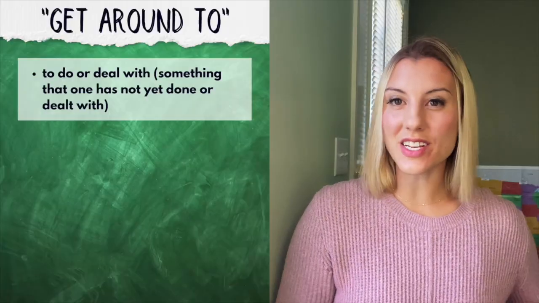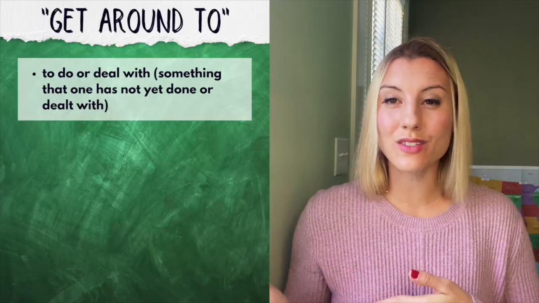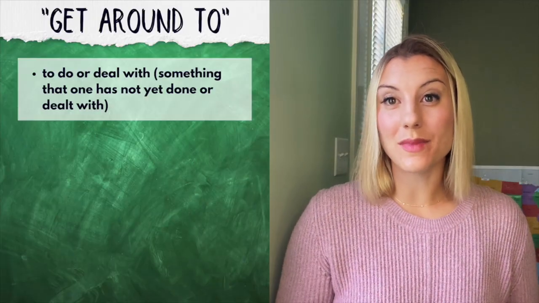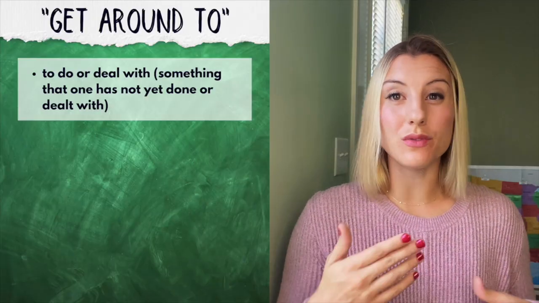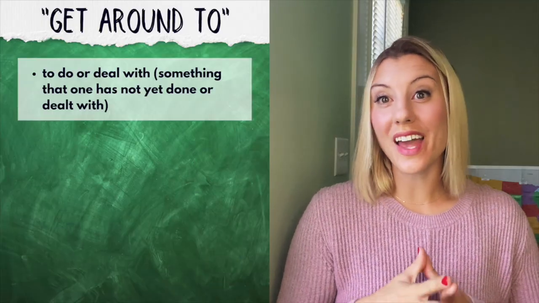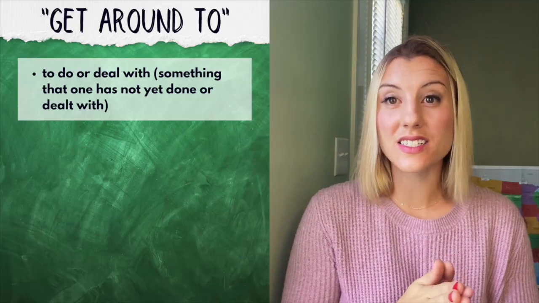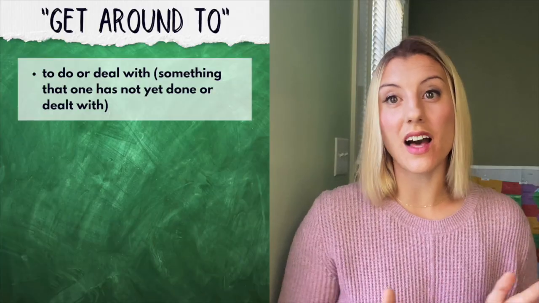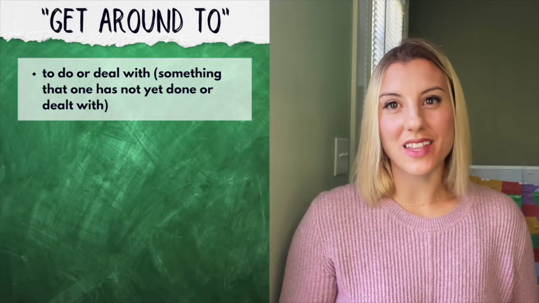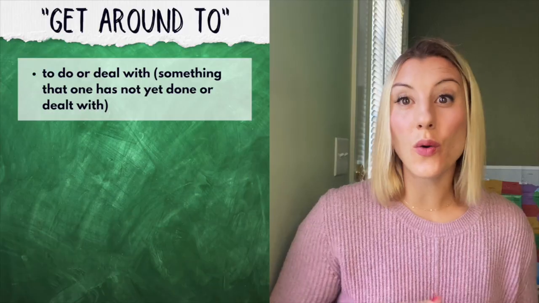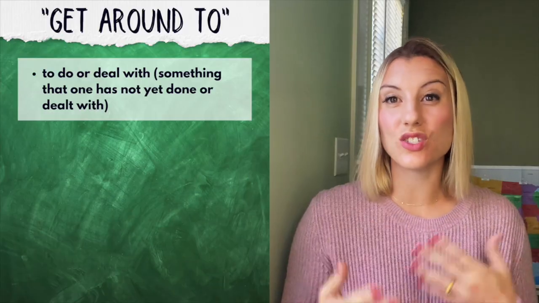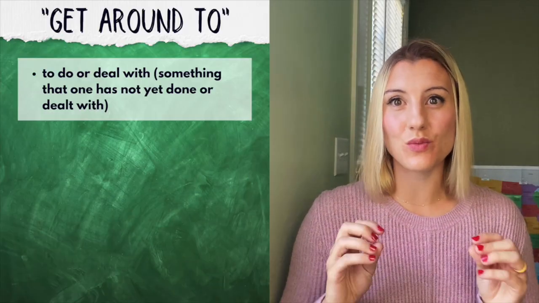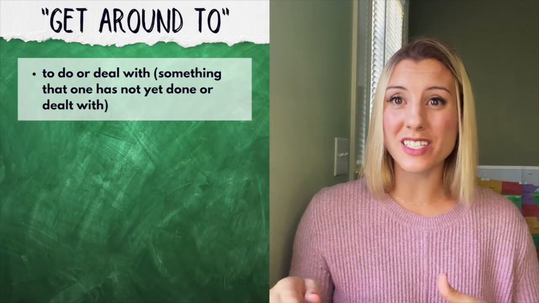Let's get around to learning the next phrasal verb in today's English lesson. The phrasal verb is to get around to. If you get around to something, you do something or you deal with something. Often if I have tasks on my to-do list that I don't finish for the day, I will say, I will get around to that tomorrow. It sounds like you're going around something, but you're really just doing something. This phrasal verb doesn't have to do with movement or obstacles.